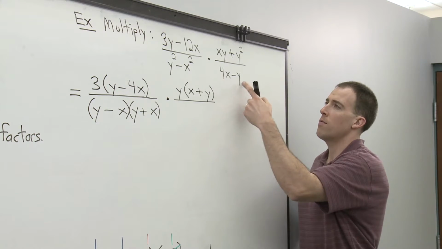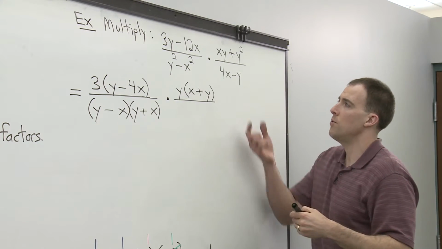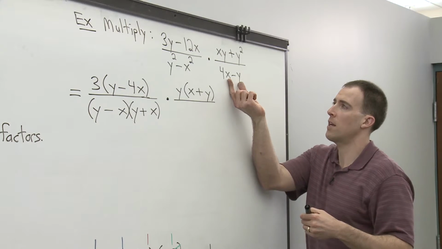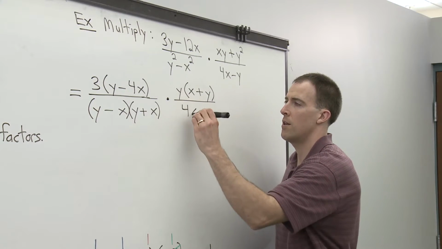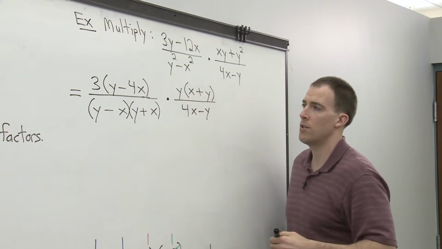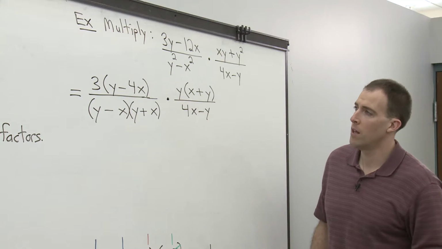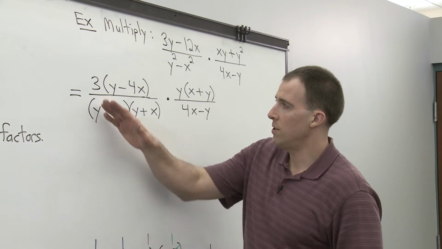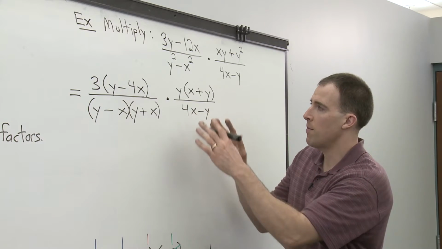For the denominator, 4x minus y, it's just two terms, and they don't appear to have anything in common, so there's no way to factor the denominator of the second rational expression. Let's just leave it 4x minus y. So let's take a look at everything. Can anything be factored any further?